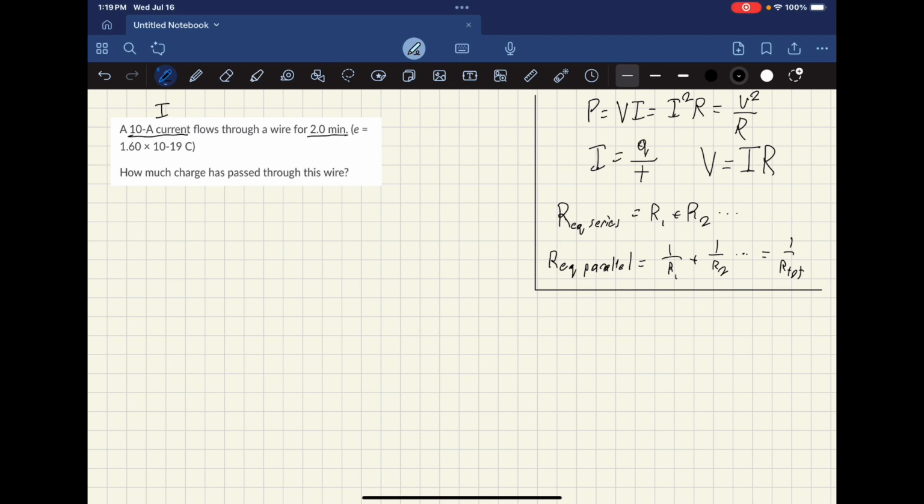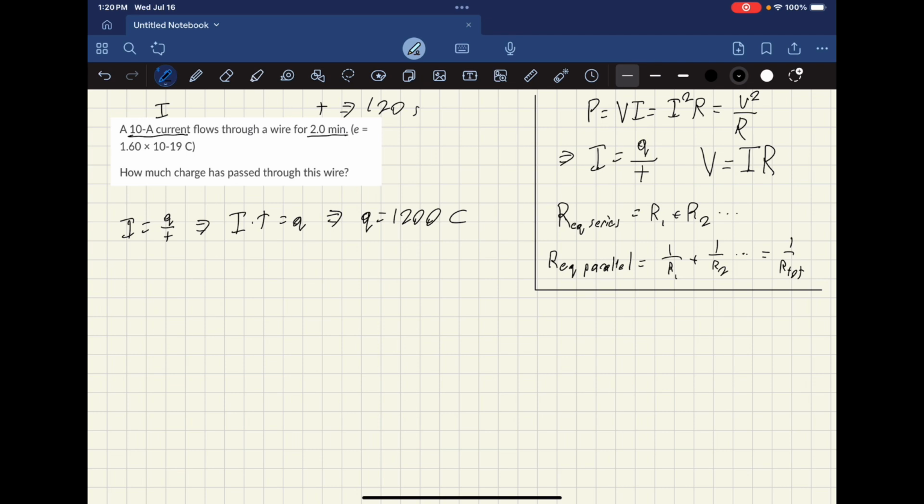So we have our current here, we have our time here. This is 2 minutes, so we actually want this to be 120 seconds. It's always good to put things in the standard units that we use. So for time, that is seconds, to get us an accurate number. We use the equation I equals charge over time, which we can rearrange. We start with I equals Q over T. We want Q by itself, so we multiply both sides by T. We get I times T equals Q, and that's just 10 times 120. So Q equals 1200 coulombs.